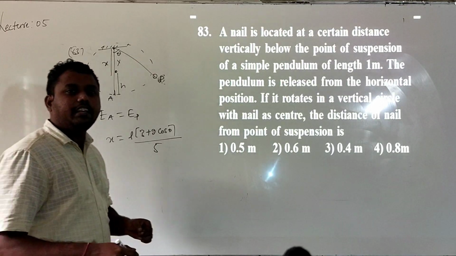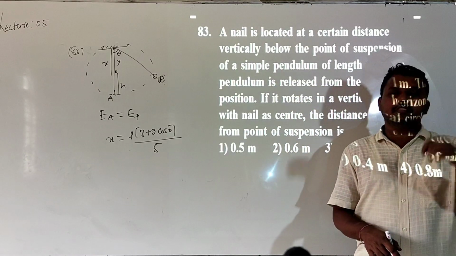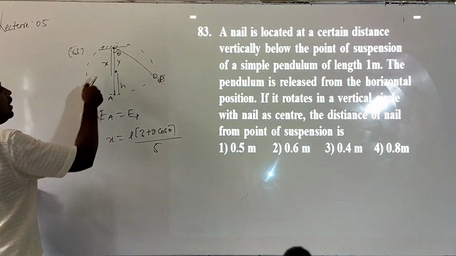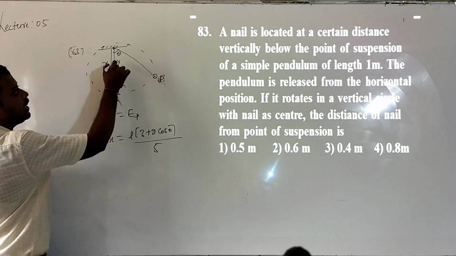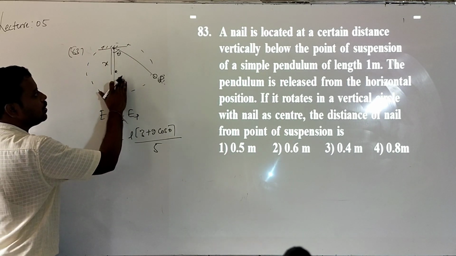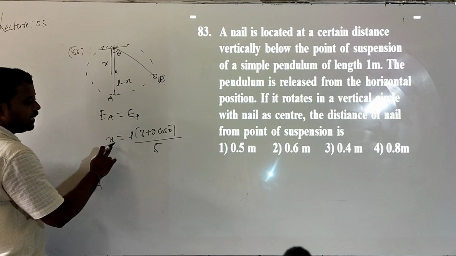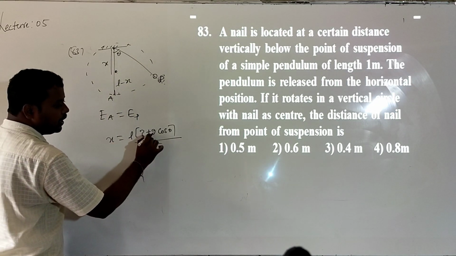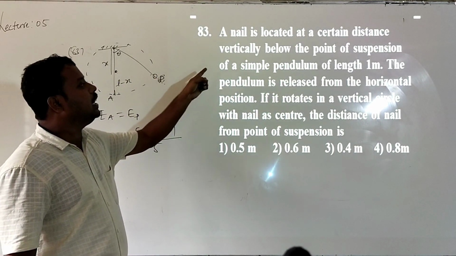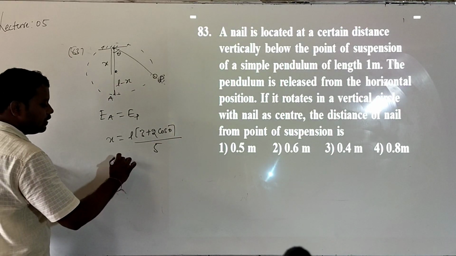Whenever the string is pulled to one side by making an angle theta with the vertical, what is the distance of the nail from the point of suspension? The total length is L. If I call this x, then the remaining length becomes L minus x. Then we get x equal to L into (3 plus 2 cos theta) divided by 5. Here they are asking: a nail is located at a certain distance vertically below the point of suspension of a simple pendulum of length 1 meter. So L is given as 1 meter.